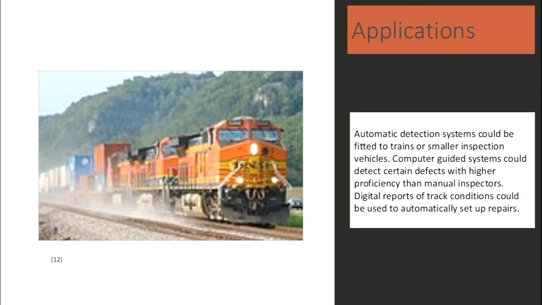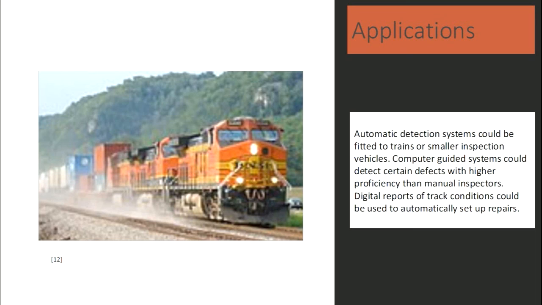Applications. Automatic detection systems could be fitted to trains or smaller inspection vehicles. This could speed up inspection time, as rails or vehicles traveling on the rails are a lot faster than people on foot or in a vehicle themselves looking at the rails, and it also could increase the frequency of the inspections occurring.